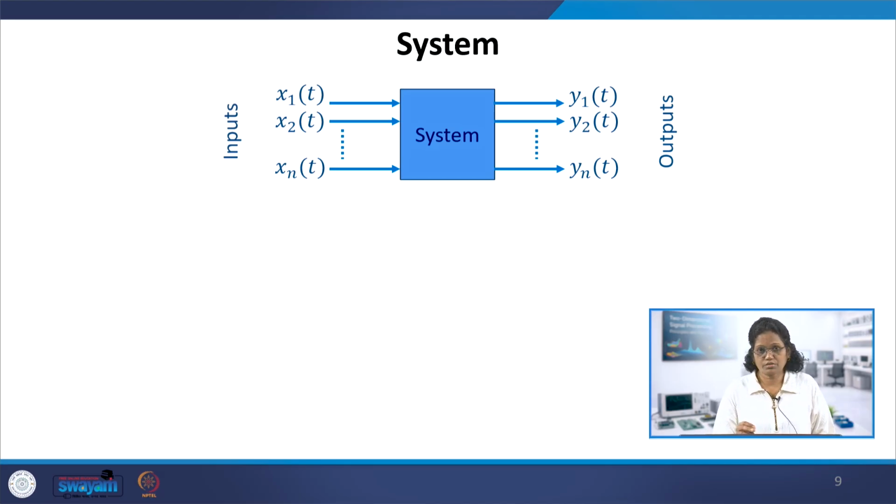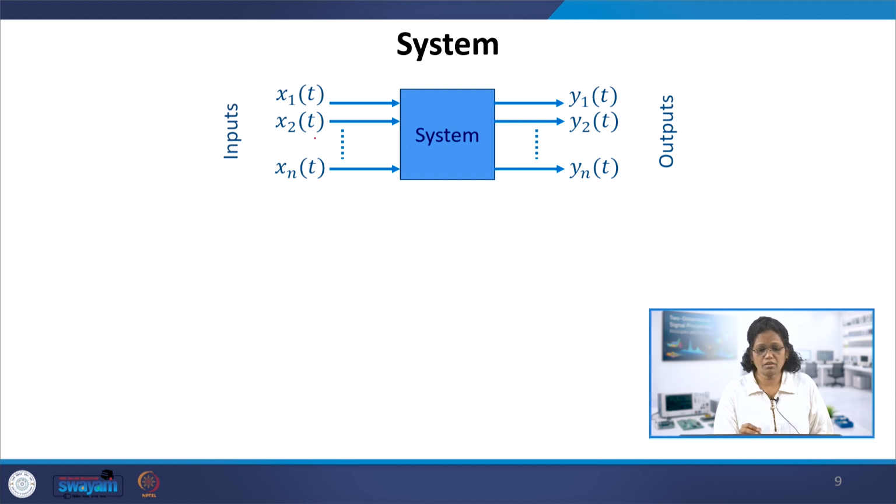Now in the case of system properties, we have seen some of the signals and their classification, and we would also deal with systems, because we will be processing the signals. For processing the signals, either 1D or 2D, we need systems. The block diagram shows a system which has x1, x2, up to xn as inputs, and the system outputs are y1, y2, up to yn. So it is shown that there are multiple inputs and multiple outputs, n inputs and n outputs here.